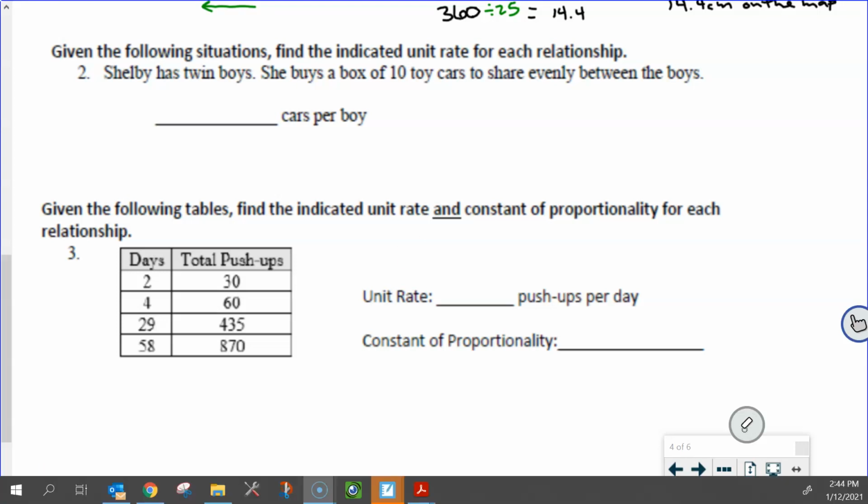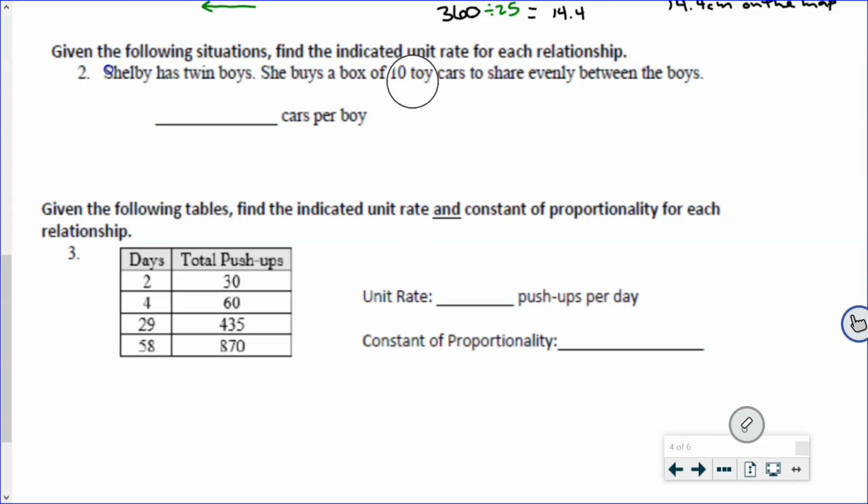Shelby has twin boys. She buys a box of 10 toy cars to share evenly between the boys. What do I do with this information, CJ? You got it. And I want to show my work in a very specific way, so I want all eyes on the screen. One thing that you need to understand is I need to see work on the review, and I need to see your work on the test.